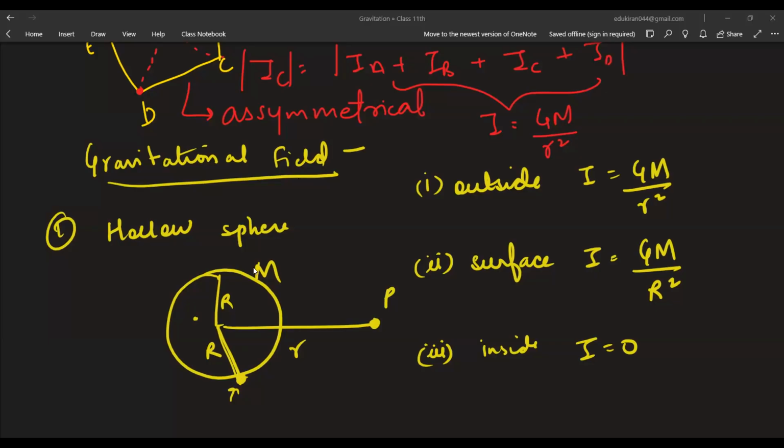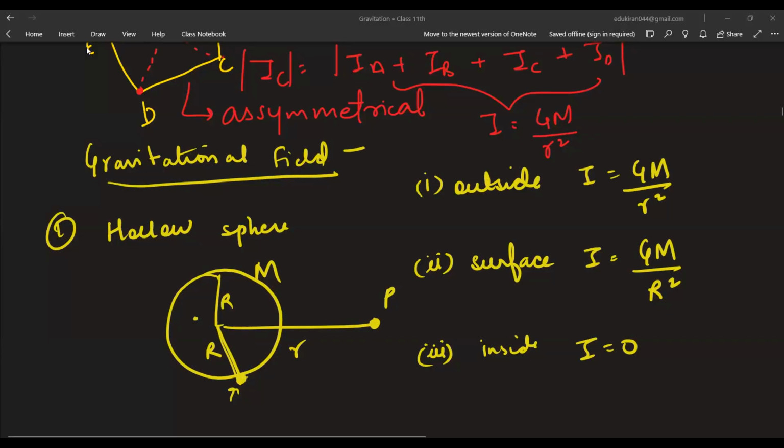Gravitational field. So you have a hollow sphere. Now the radius is r. Now we are taking 3 points. This point P is outside. This point is exactly at the surface where I have marked this arrow. And one point is inside. Inside means anywhere like this. See this point that I have marked. So these derivations are not in your syllabus. It's just that you have to use these formulas in the numericals, and numericals will be given.